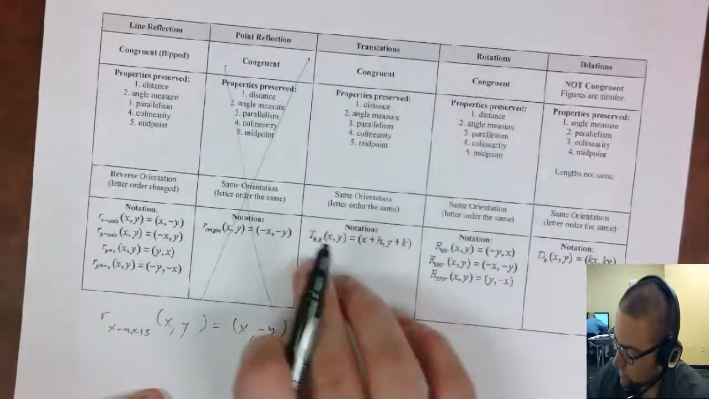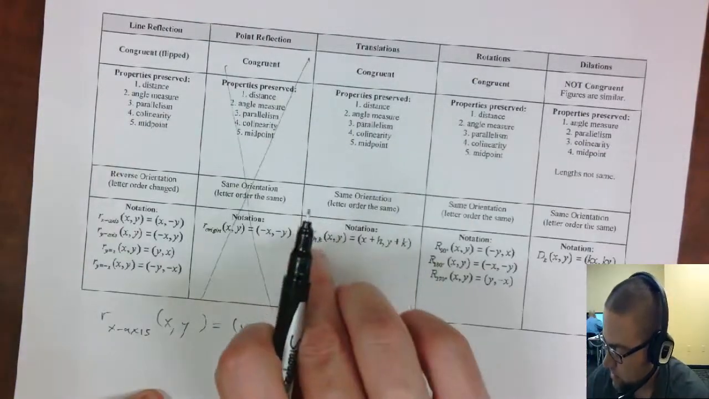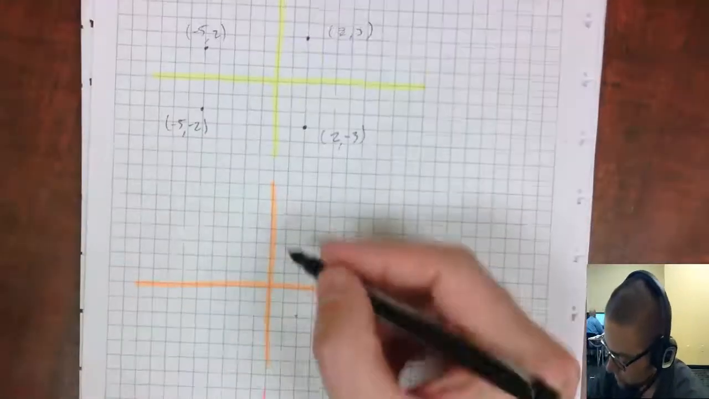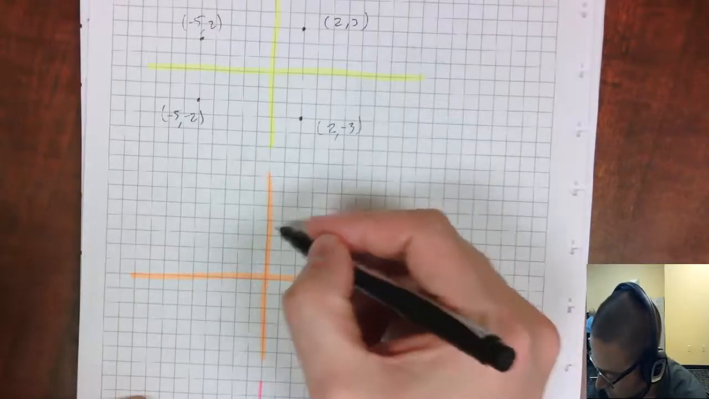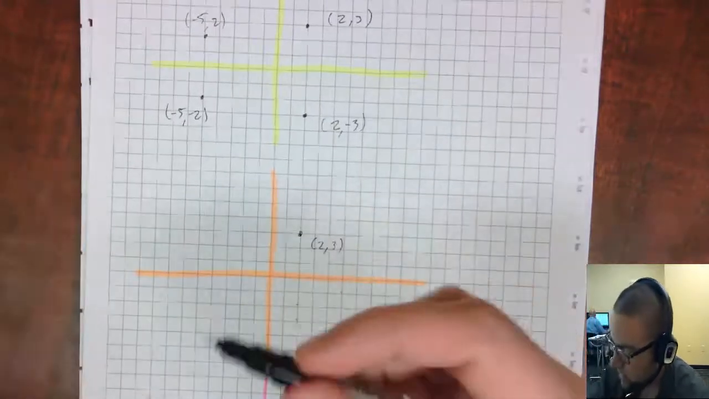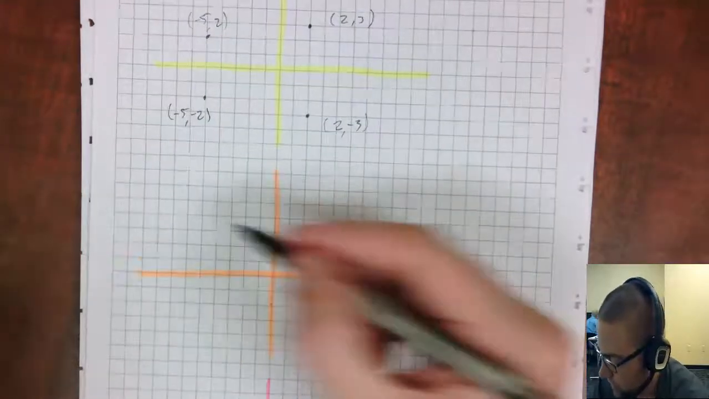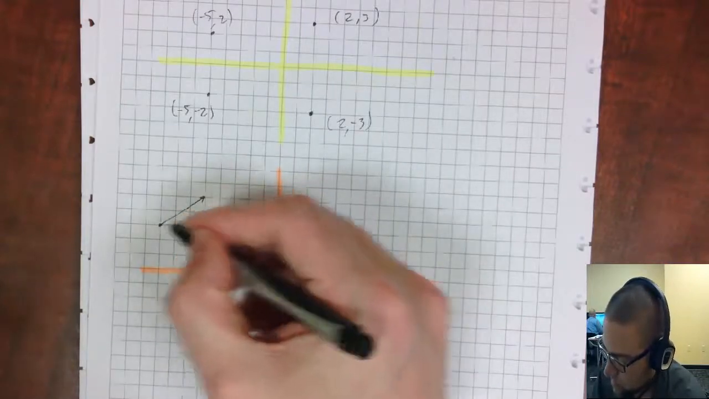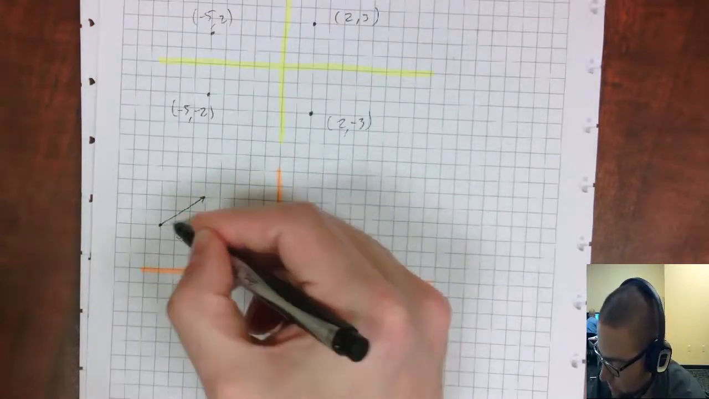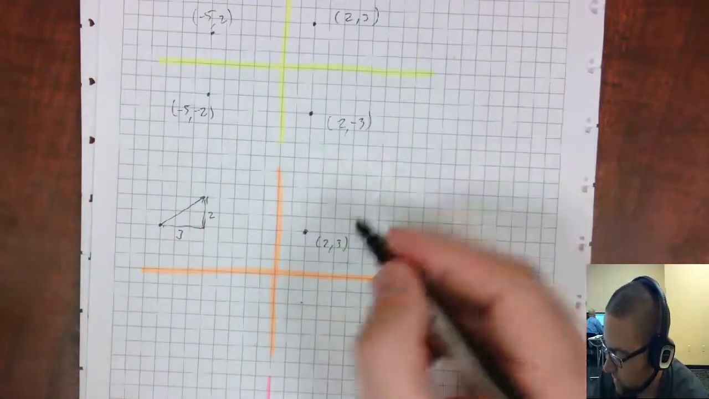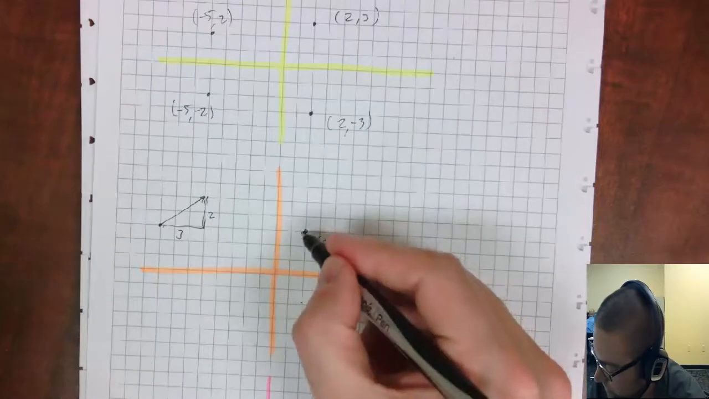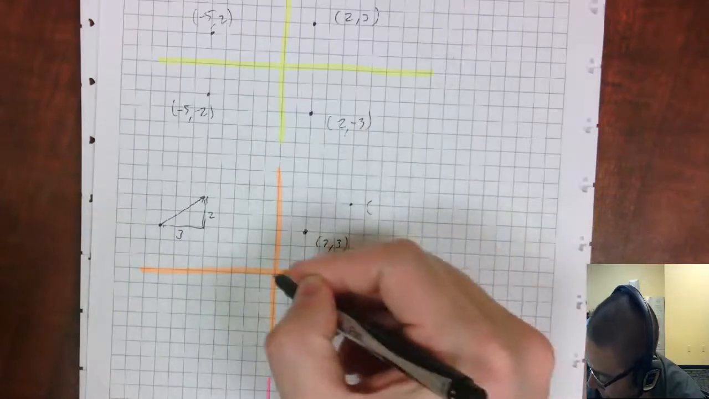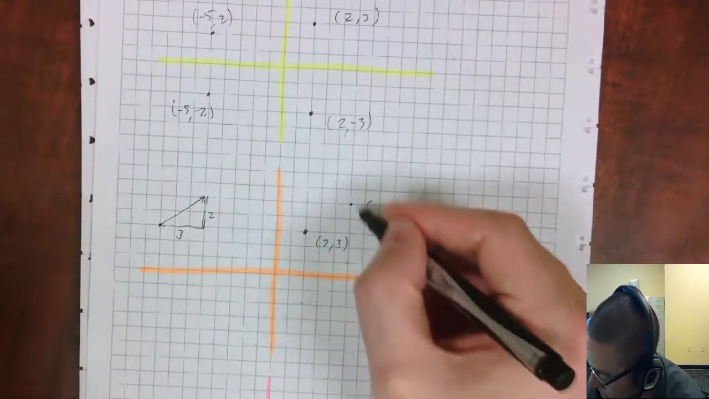Jump to translation. So translation, the notation is to say T, capital T, sub H and K. So what if I start with this point here, 2, 3, and say I want to translate by a certain vector. We'll say that that vector goes 3 in the x direction and 2 in the y direction. Right, so it's going to translate by that amount. So from here, this point translates 3, 2 to there, and the new point would be 5, 5.